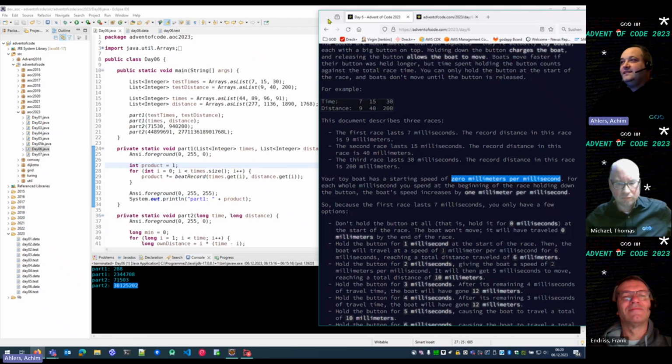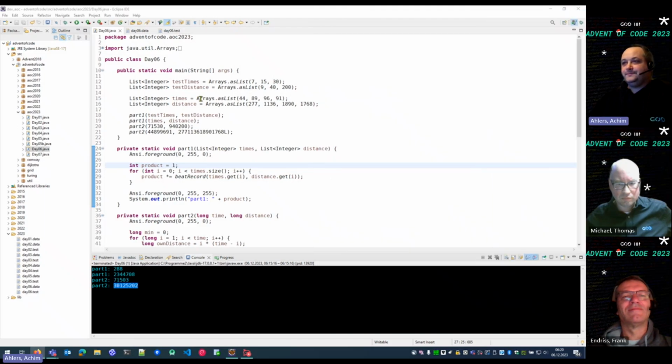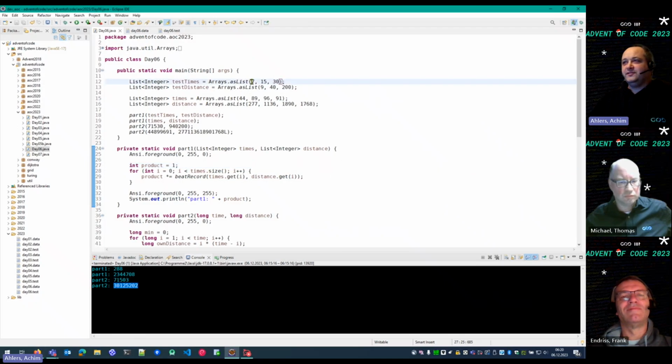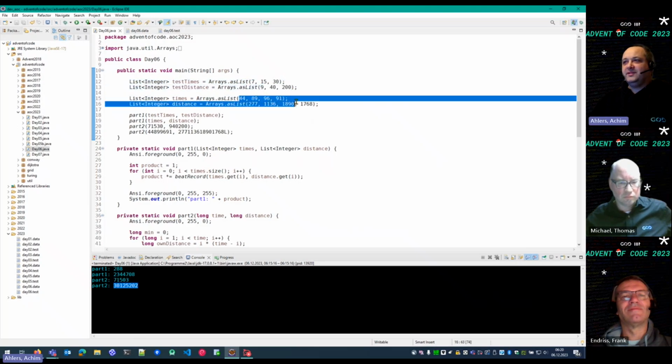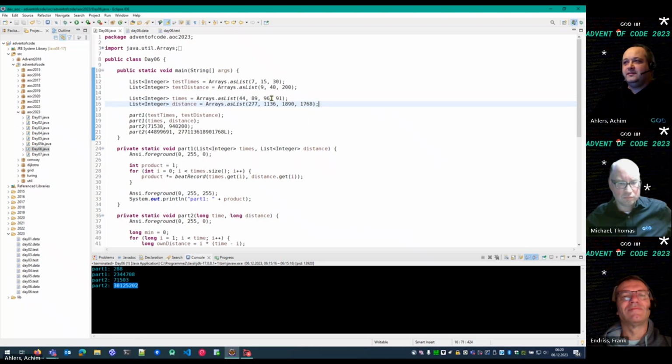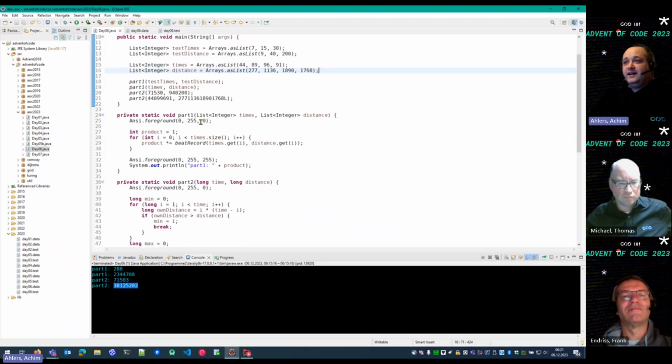So what I did for the first part, a parser wasn't required today because we just have a list of times and a list of distances. Here are my puzzle inputs for that. It's just one more. So I go through these pairs and attempt to beat the record for the time and distance.